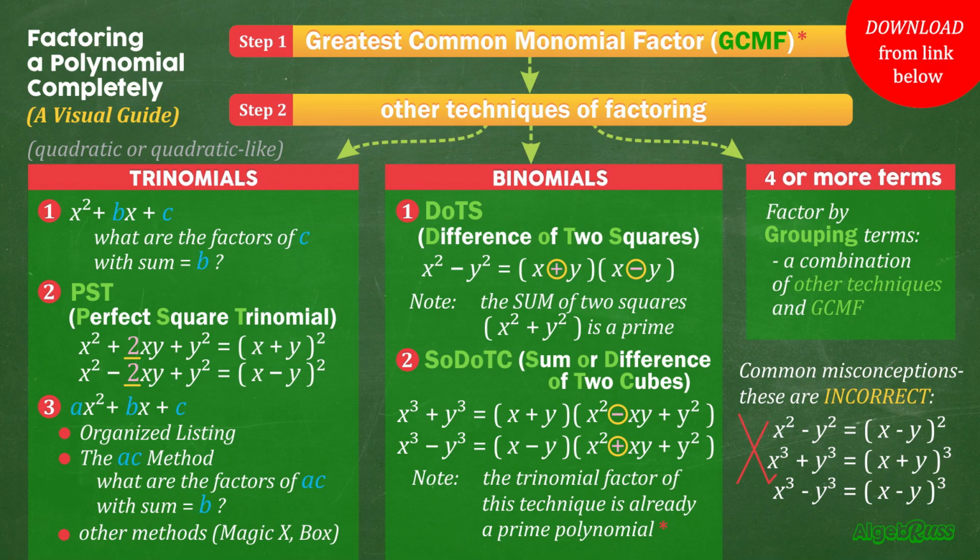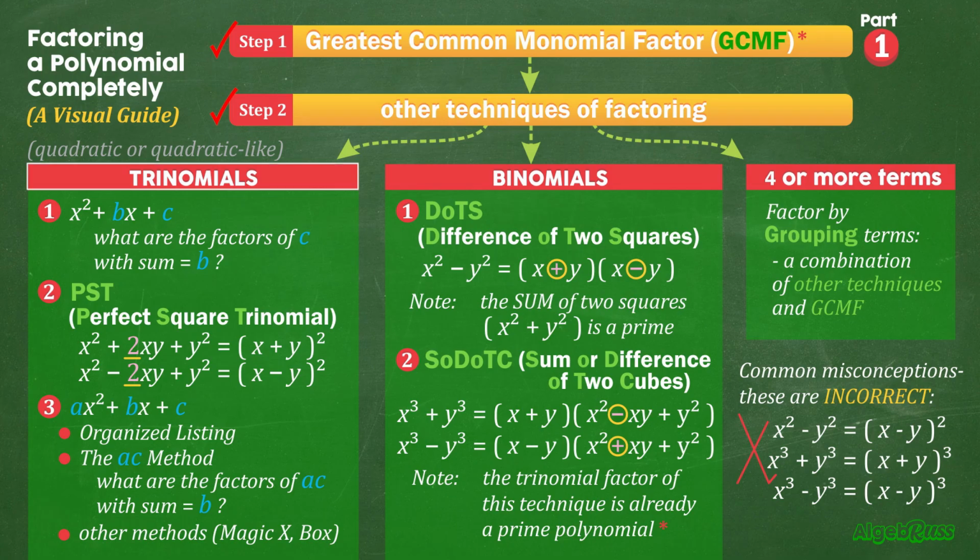Like previous parts in the series, let's review our visual guide, serving as our map in factoring polynomials. When factoring polynomials completely, the very first step is to get the GCMF. That's part 1 of this tutorial series. After that, we proceed to step 2, where we will use other techniques of factoring depending on whether what is left is a trinomial, a binomial, or a polynomial with 4 or more terms. So far, we started discussing trinomials with leading coefficient equal to 1. That is part 2 of this tutorial series.